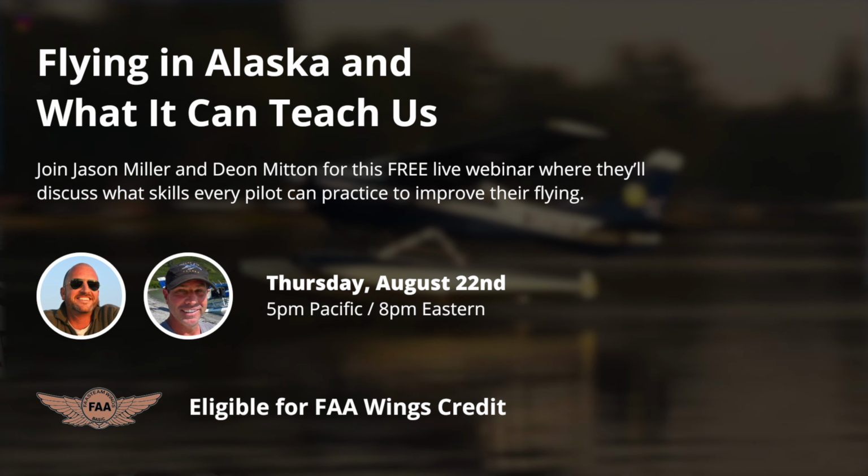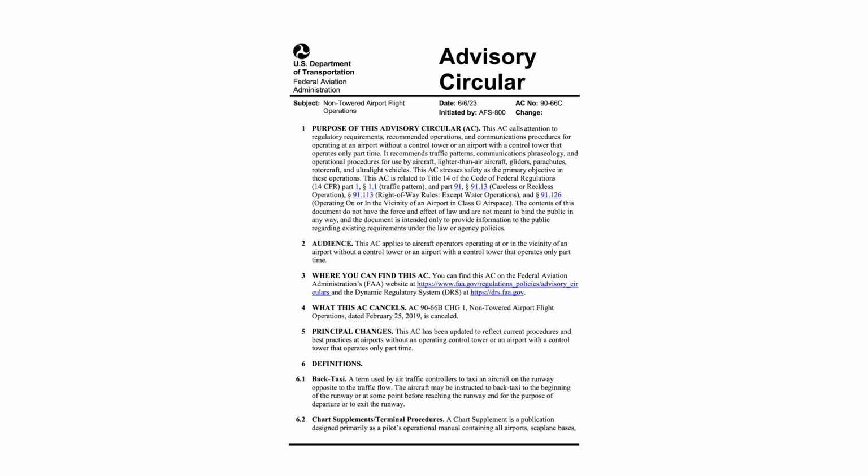Now, let's talk about non-towered field pattern entries. There is a document you should be familiar with. It is FAA Advisory Circular 90-66C. I believe it was published in 2023, and this is the latest guidance that we have on how we should be doing this, and they lay out two options, which I will show you in just a moment.